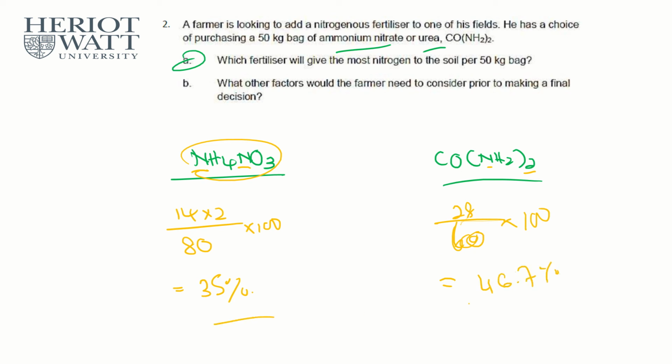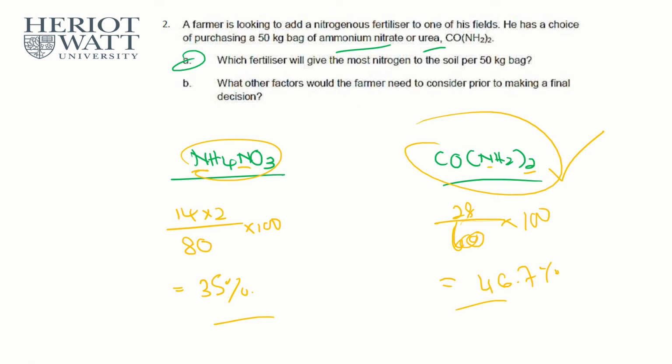See that, guys? 35 and 46%. Which one would you choose? Both are actually 50 kg per bag, so we can ignore the 50 kg. We just need to know, both have 50 kg in mass, which one has a higher percentage of nitrogen? Obviously, urea is the choice. So the answer for A is urea, by showing the working here.